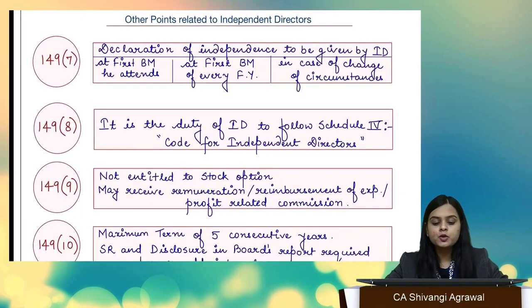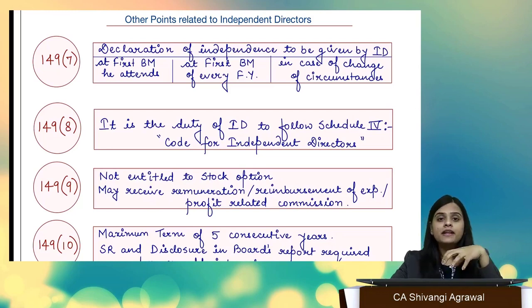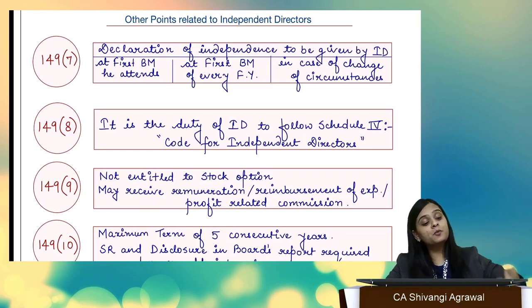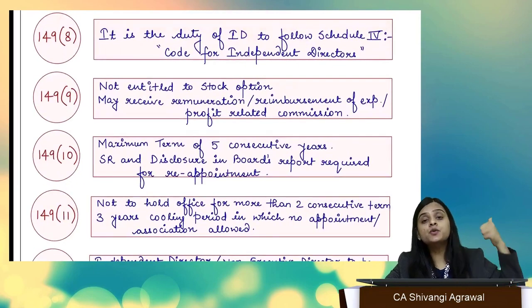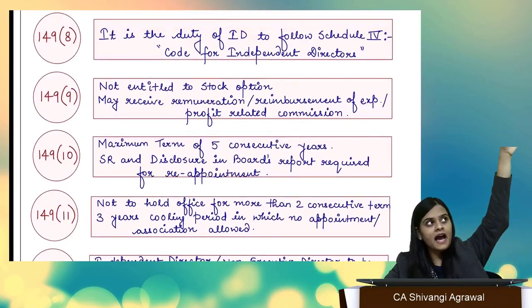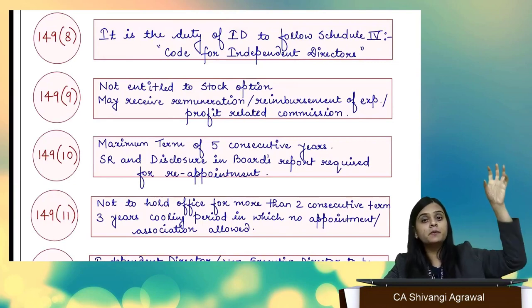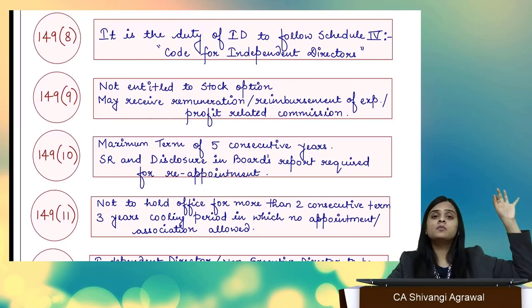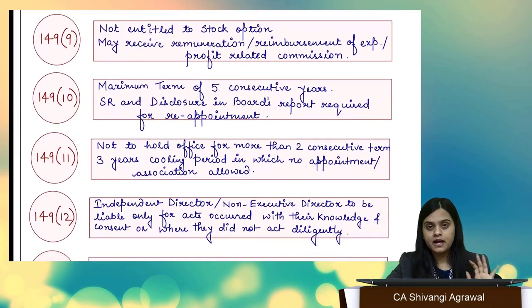every person who is going to be appointed as an independent director must give a declaration that yes, he has fulfilled the criteria of independence. So whenever you are appointed as independent director, in the first board meeting that you participate in, in the board meeting of every financial year, and wherever there is a change in circumstance, you have to give a declaration. It is your duty. We have a code, Schedule 4, code for independent directors, how independent directors must react to the situations, how they should behave. You must follow that.